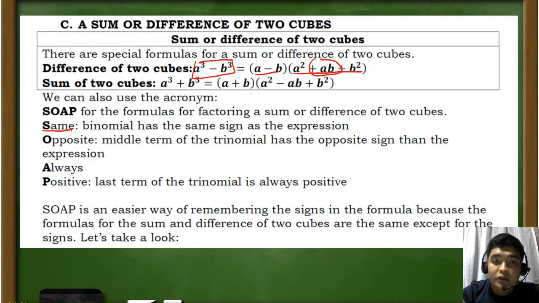Again, to remember the formula, if a cubed minus b cubed, the binomial is the same as the sign in the expression. The middle term of our trinomial is positive, the opposite. Then for the sum, plus, the binomial should also be plus, and the middle term minus. So plus, plus, minus. But if minus, minus, plus. Okay, or SOAP. Okay, let's proceed.